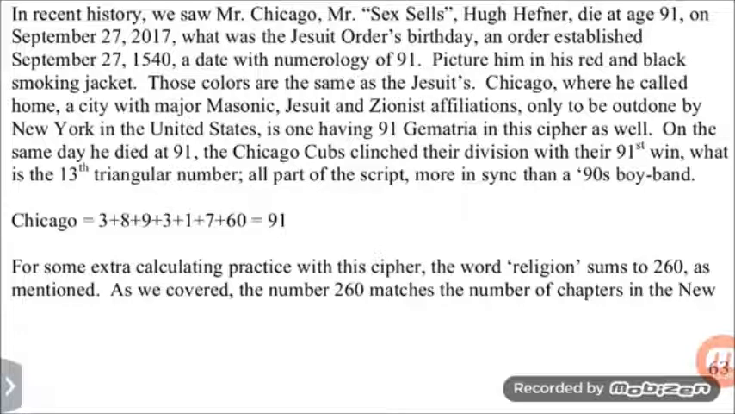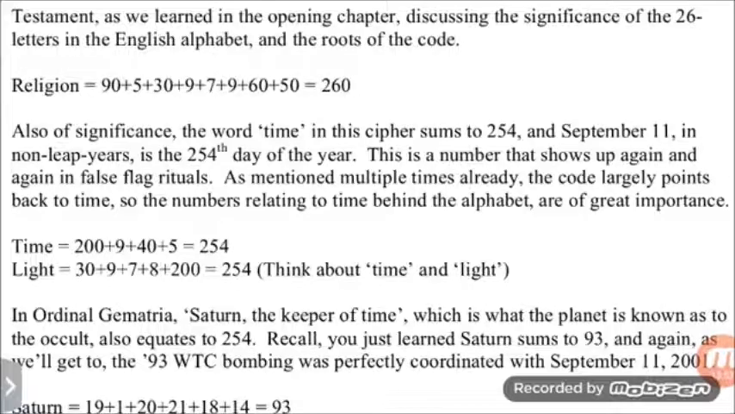For some extra calculating practice with this cipher, the word religion sums to 260, as mentioned. As we covered, the number 260 matches the number of chapters in the New Testament, as we learned in the opening chapter discussing the significance of the 26 letters in the English alphabet and the roots of the code. Religion equals 90 plus 5 plus 30 plus 9 plus 7 plus 9 plus 60 plus 50 equals 260.